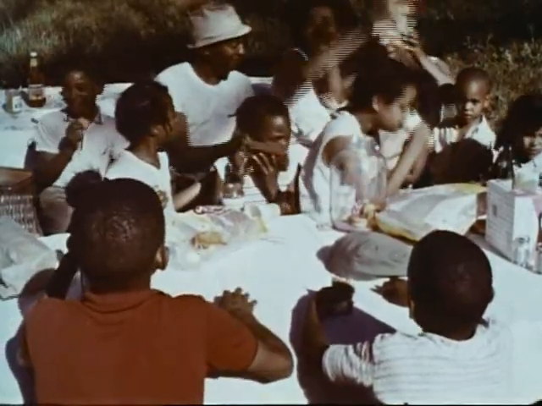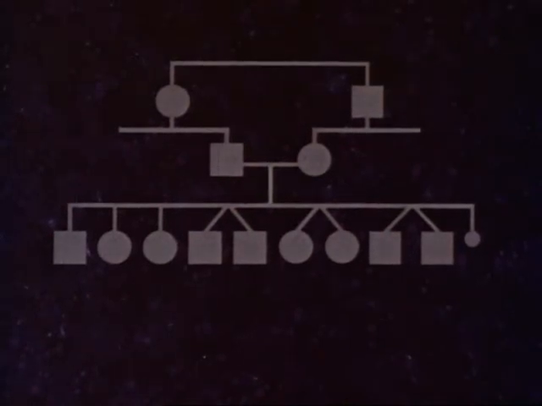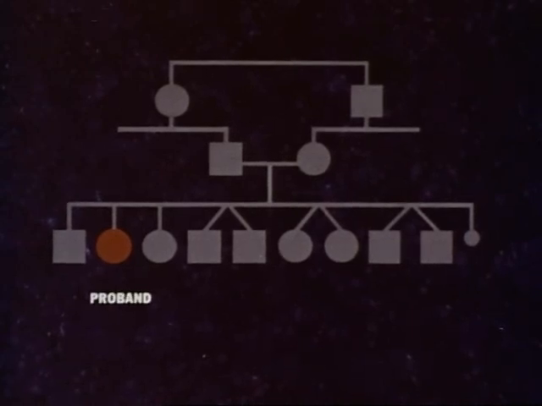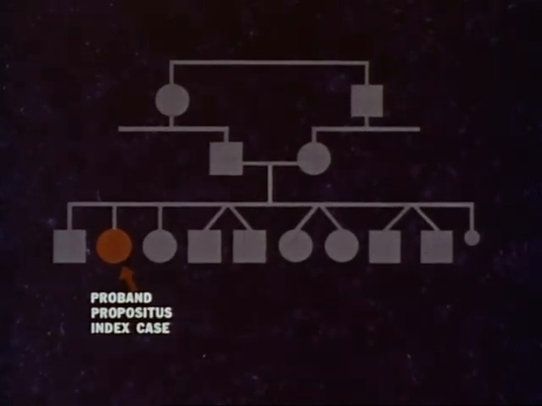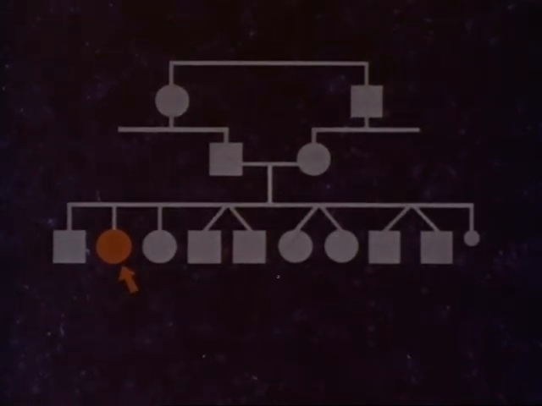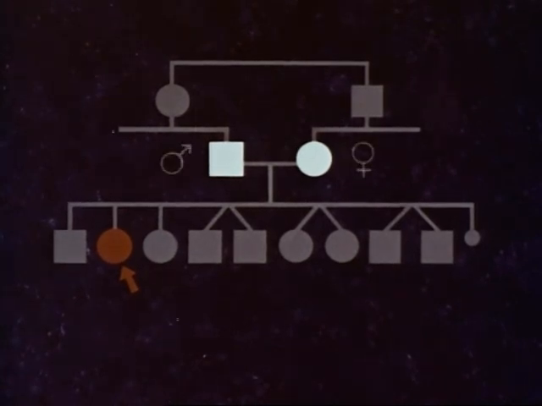Single-factor inheritance is studied by pedigree patterns. Study of a particular trait in a family usually begins with an affected person, who is referred to as the proband or the propositus, or sometimes as the index case, and is indicated by an arrow in pedigree charts. Males are represented by squares and females by circles, although the astrologic symbols are preferred by some.